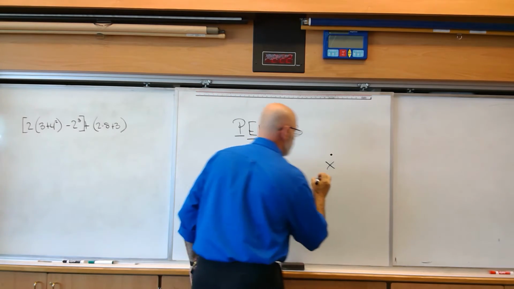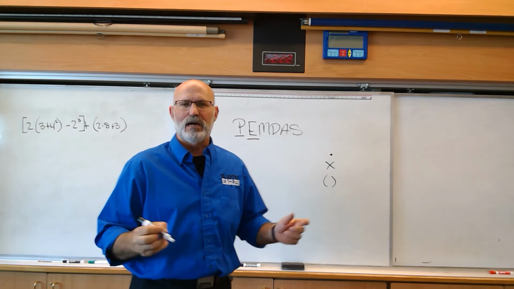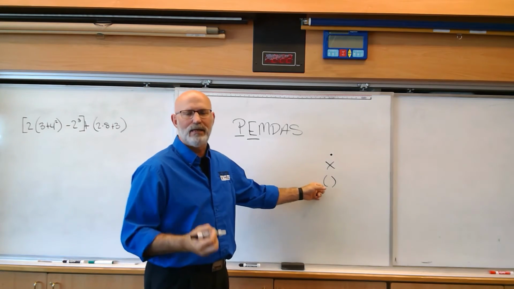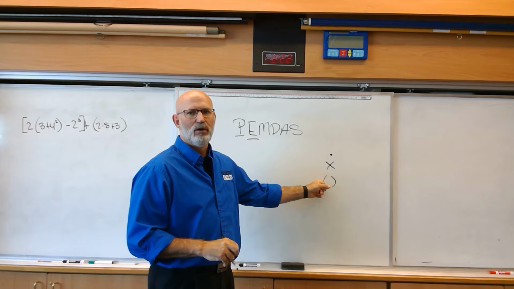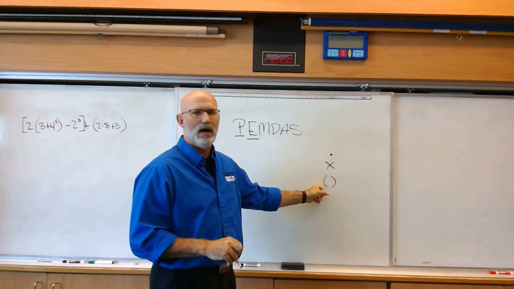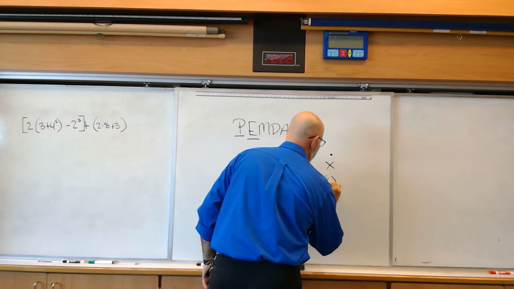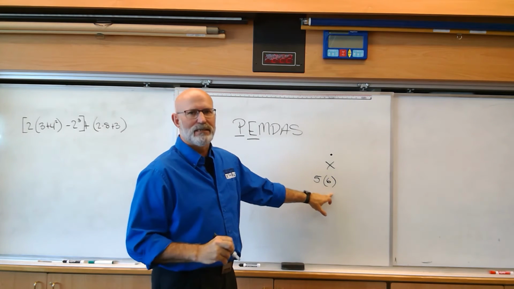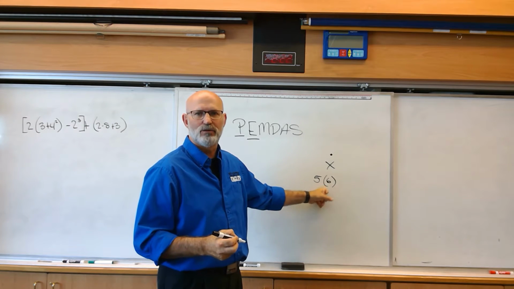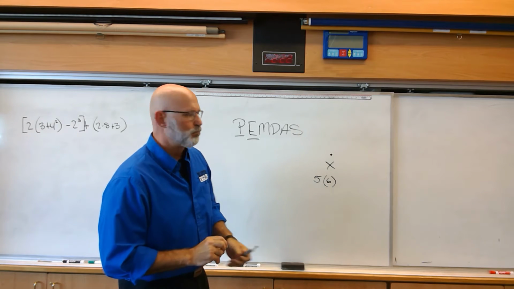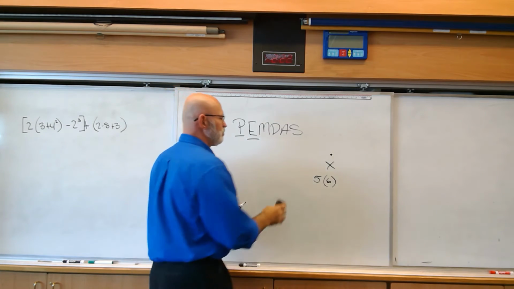We'll also use parentheses. Anytime any real number is on the outside of the parentheses without any symbol, it is automatic multiplication. So if I do 5 times 6, that is 30. I know that 5 is multiplied by 6 because it's right next to my parentheses without any multiplication symbol next to it.